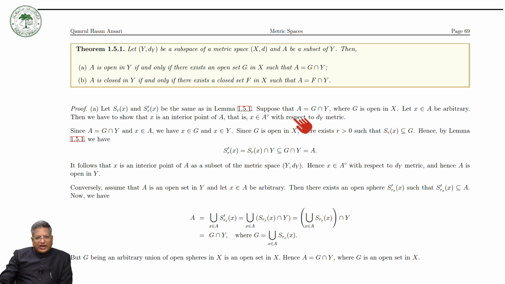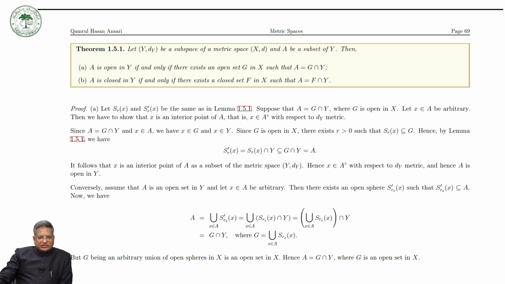Okay, and suppose that A can be written as G intersection Y, where G is an open set in X. Then we want to prove that A is open in Y. We have to prove that, taking x as an arbitrary element, it is the center of some open sphere with respect to dy contained in A. Then we have to show that x is an interior point of A, that is, x is an interior point with respect to the metric dy.